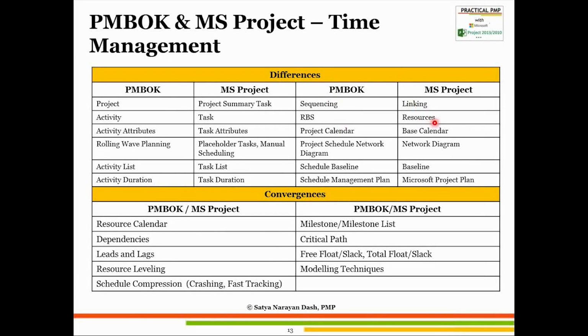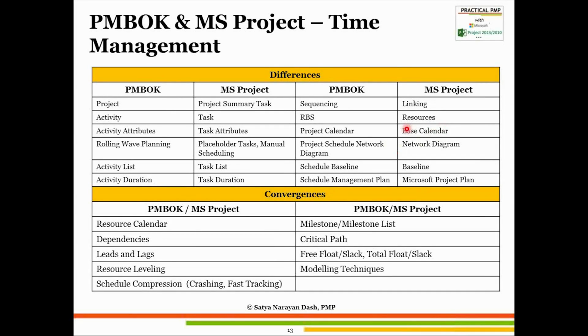Here in Microsoft Project, there is RBS, resource breakdown structure. Microsoft Project has resources. Resources, as I said, are of three categories: human resources or work resources, then material resources and cost resources. And we will tell you where it fits in with respect to the PMBOK guide.